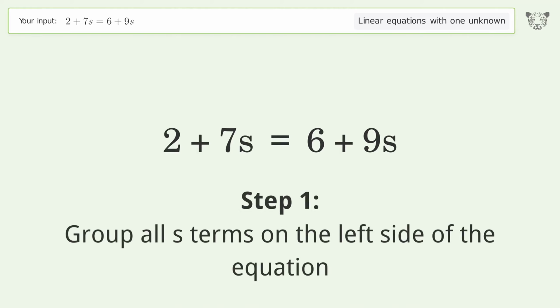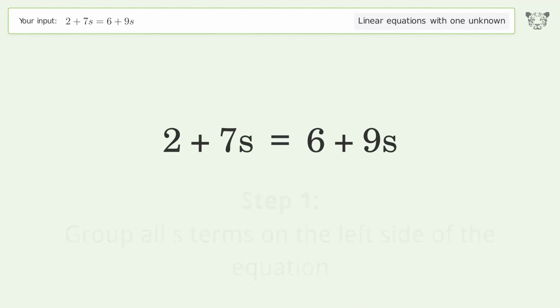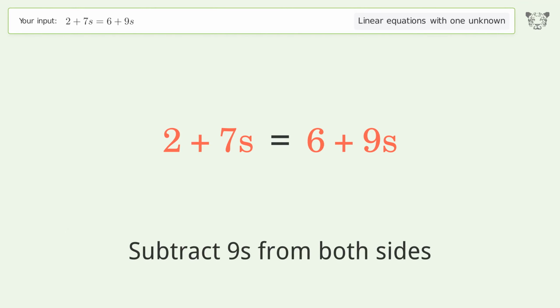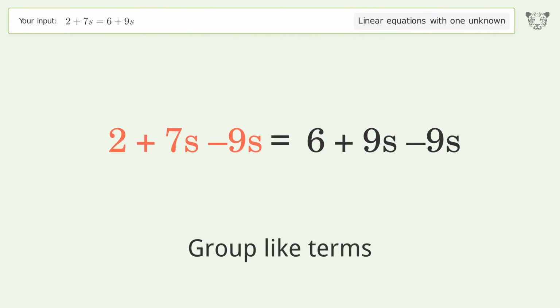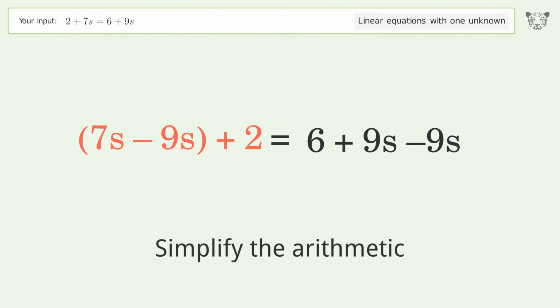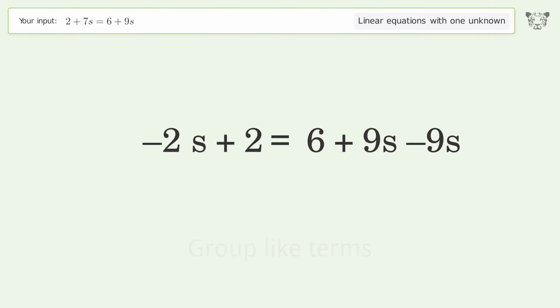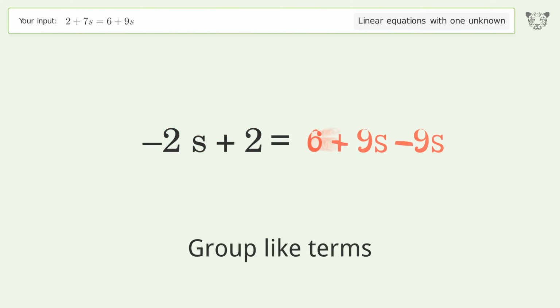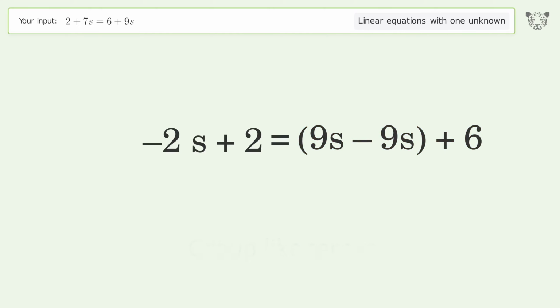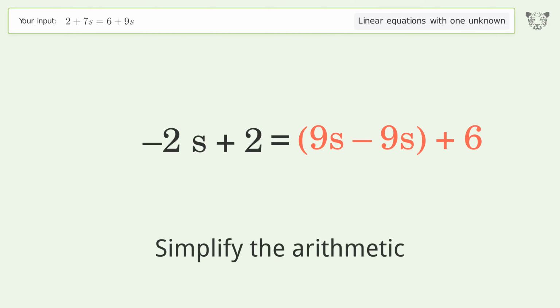Group all s terms on the left side of the equation. Subtract 9s from both sides. Group like terms. Simplify the arithmetic. Group like terms. Simplify the arithmetic.